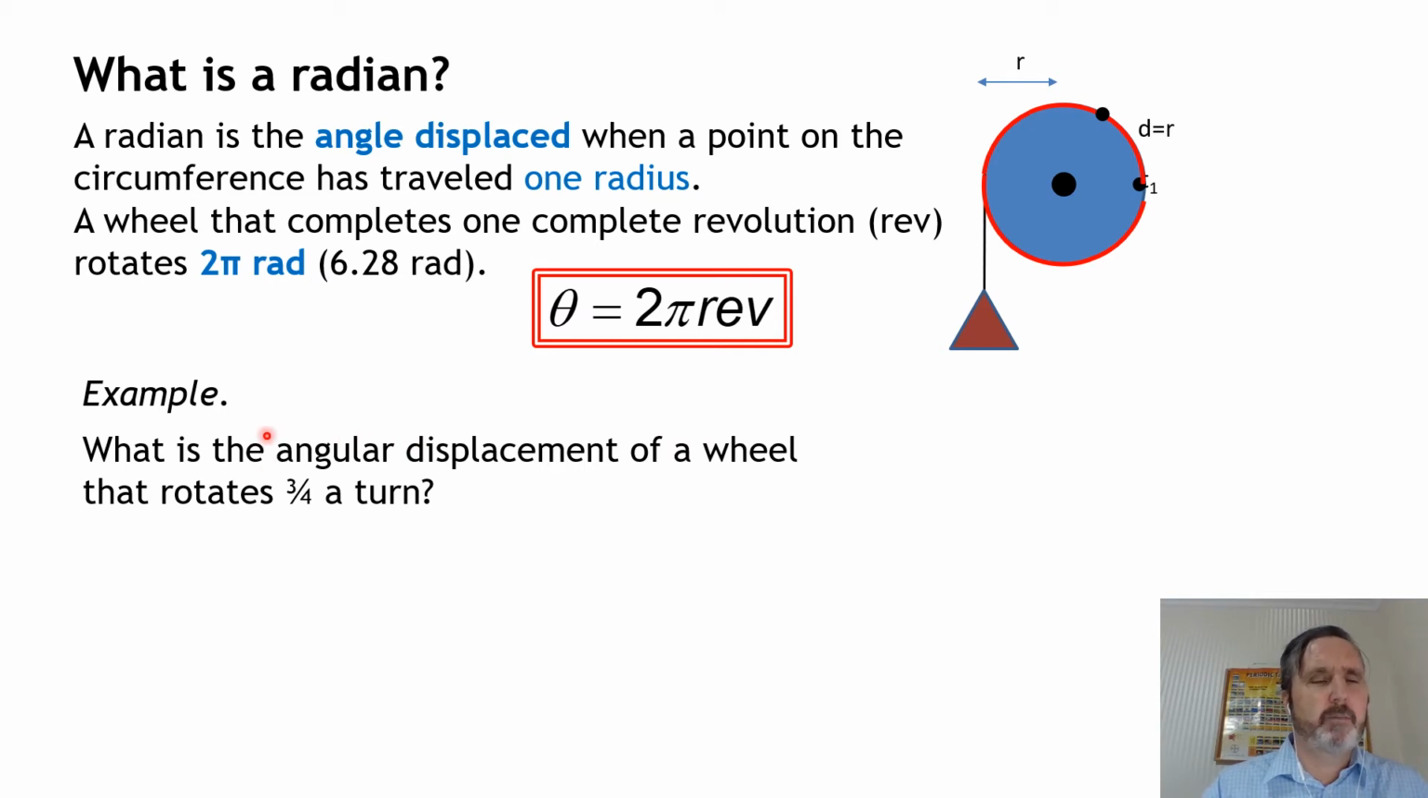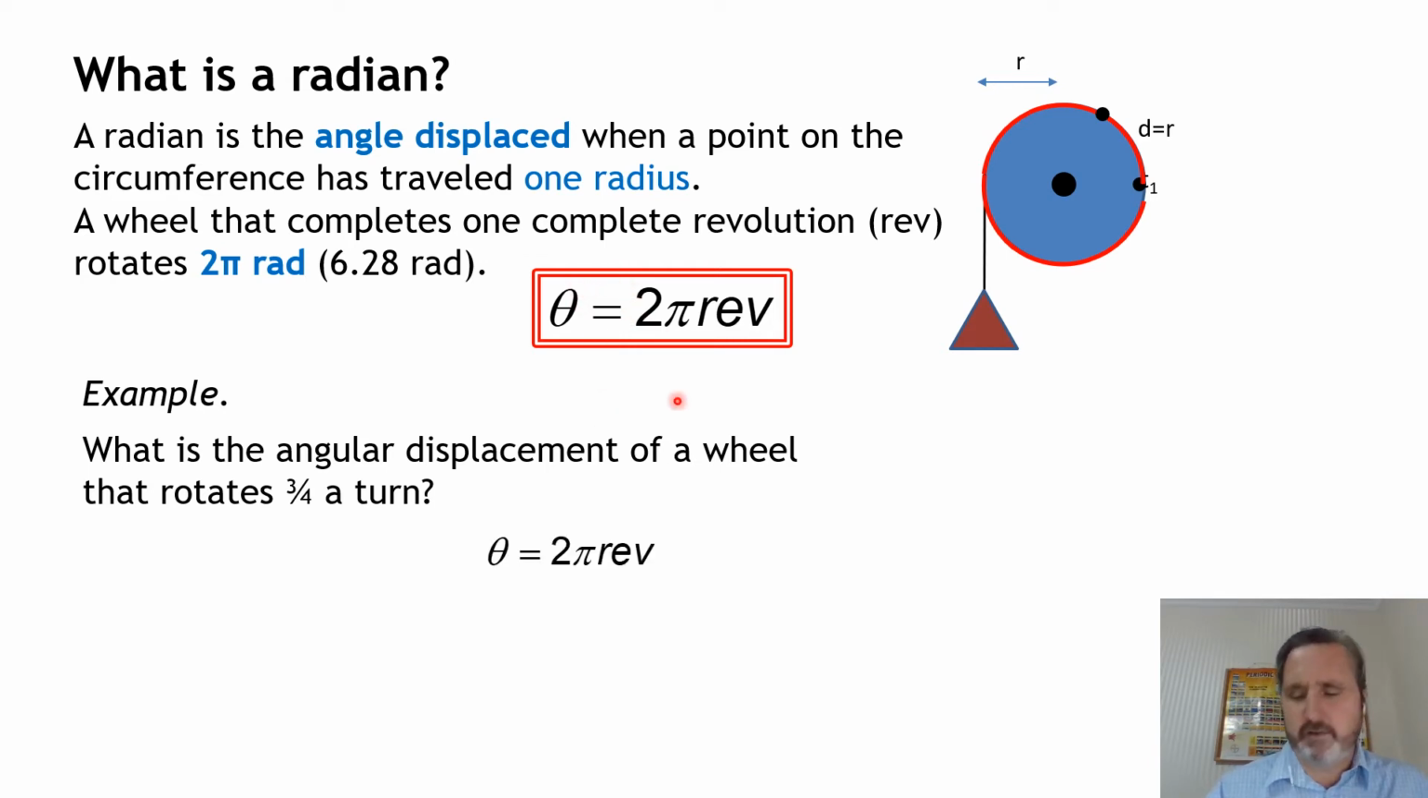So here's an example. What is the angular displacement of a wheel that rotates 3/4 of a turn? Remember, if this rotated 3/4 of a turn, how many of these 6.2 radians would it actually have displaced? Well, 3/4 of 6, we're going to be thinking about a number a bit smaller than 5. But let's calculate it. And we're going to calculate it using this.